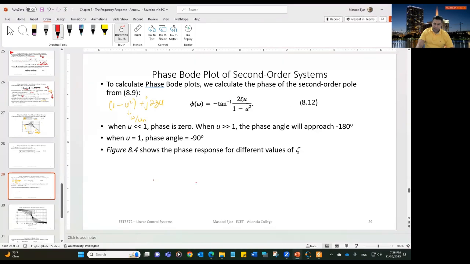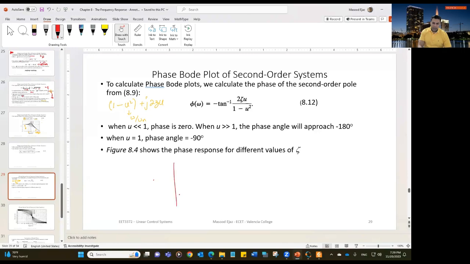And when u is equal to 1, then the denominator is going to be 0, or it will approach 0. That means this value is going to be very large, and tangent inverse of a very large value is 90 degrees. So it's going to be negative 90 degrees. So the phase goes from 0 degrees, and as omega becomes quite a bit larger than omega n, it's going to hit negative 180 degrees, and at omega equal to omega n, it's going to be negative 90 degrees.